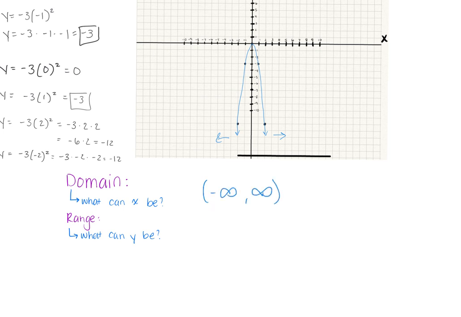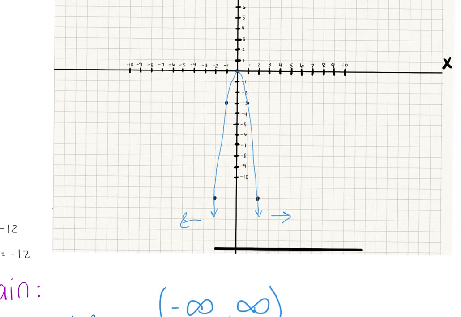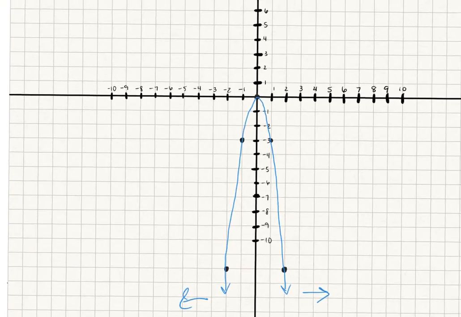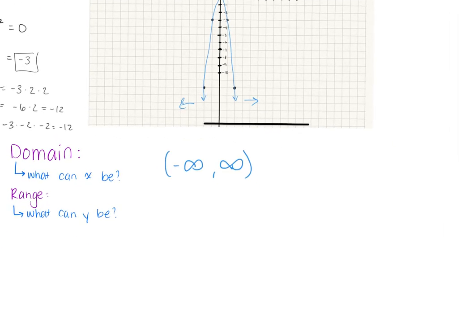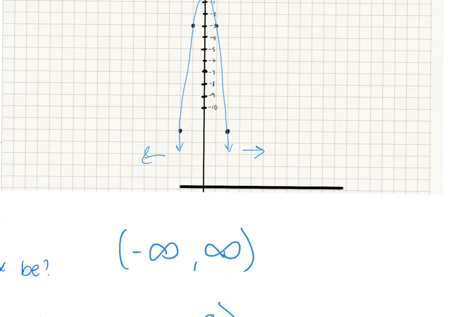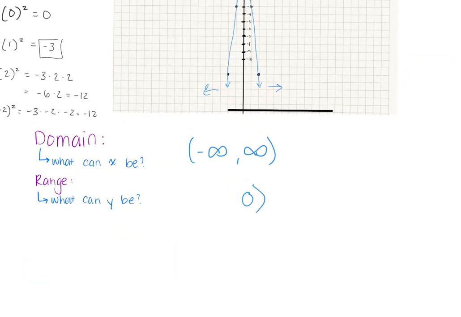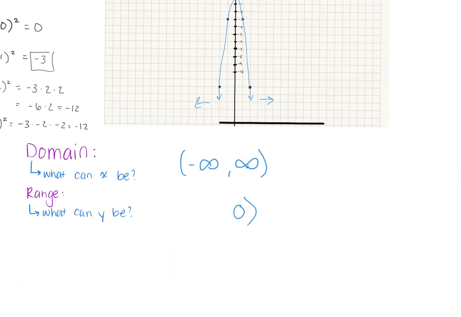All right, and now the range is going to be whatever the y values can be, okay? The y values, as you can see from the graph, they can't go bigger than 0. So 0 is our maximum, okay? So 0 is going to be the maximum on this side. And then our values go all the way down to negative infinity, because you see how the arrows are pointing down? They're going to go all the way to negative infinity. So that's our range.